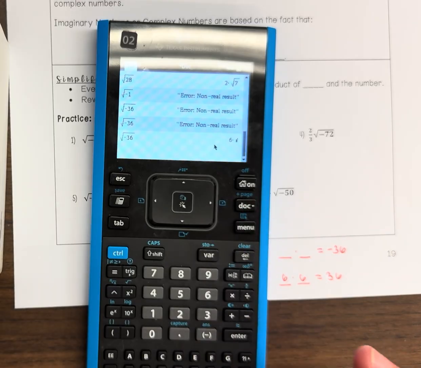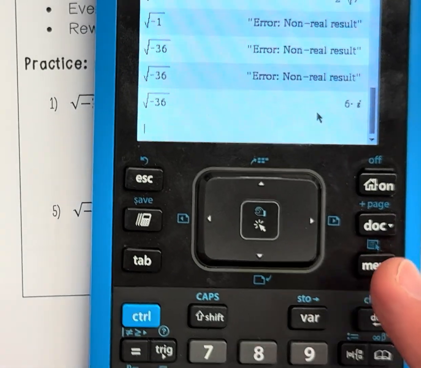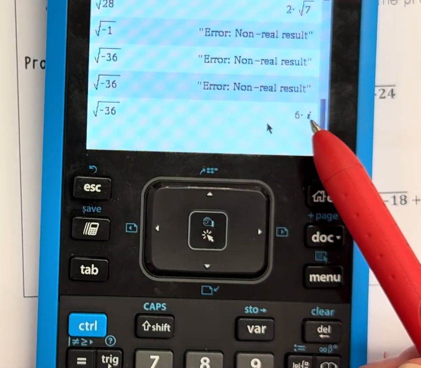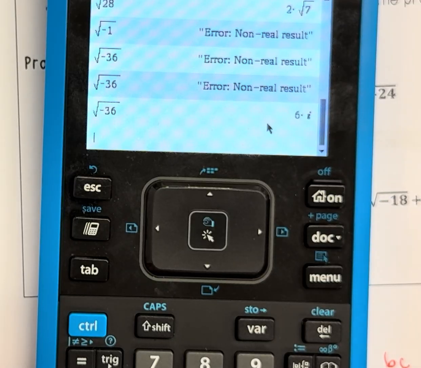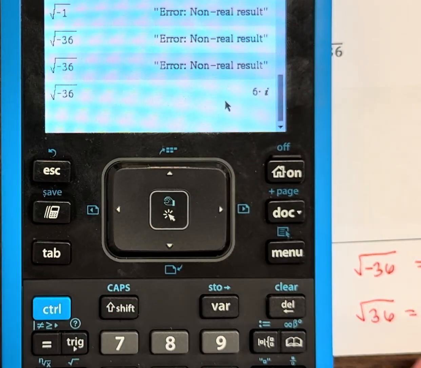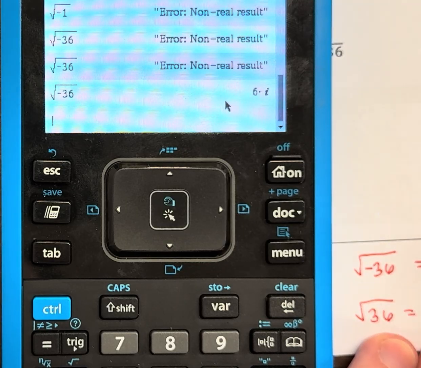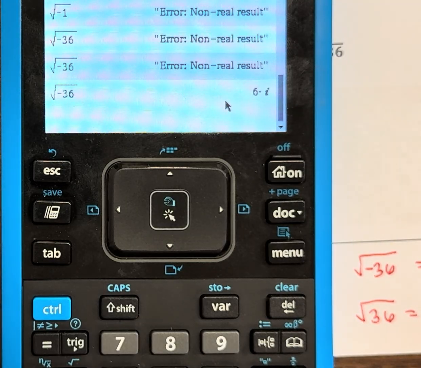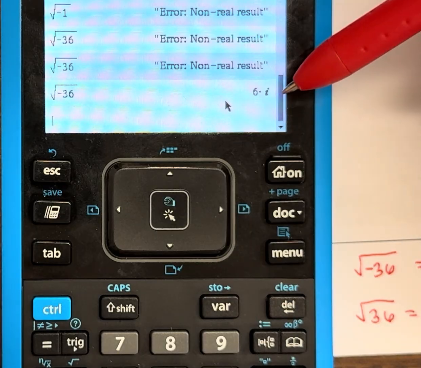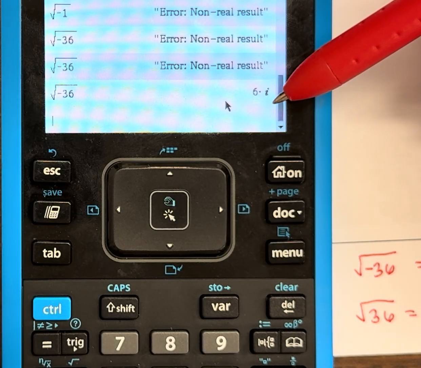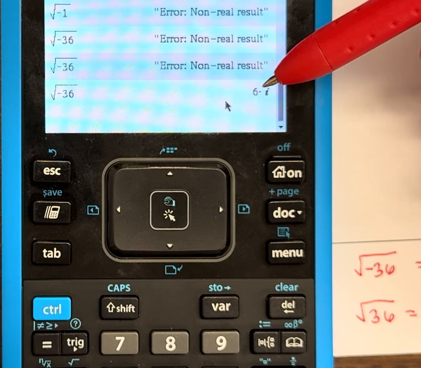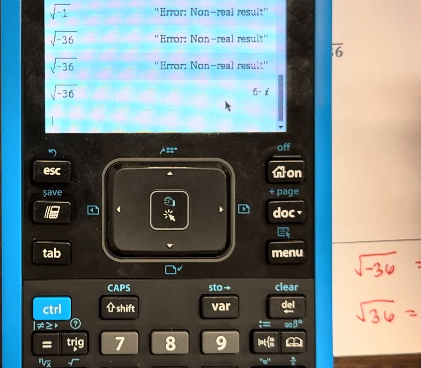Now that is like a cursive-looking i right here. So 6i times 6i is the square root of negative 36. So this i that you see here isn't a variable. It's part of an imaginary number. So i is based on imaginary numbers.